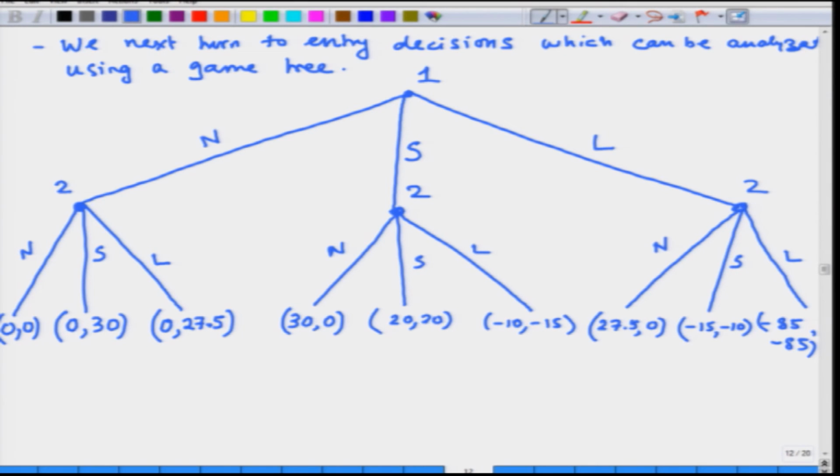So, notice we have captured all the profits everywhere in the game tree. The way we would analyze this game again is by backward induction, which is we would start at the end of the tree, find out what is happening in each one of these subgames, move back one step and then identify what is the best response chosen by the firm in the previous stage.